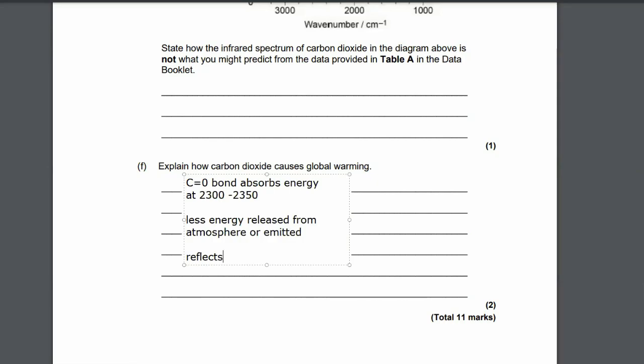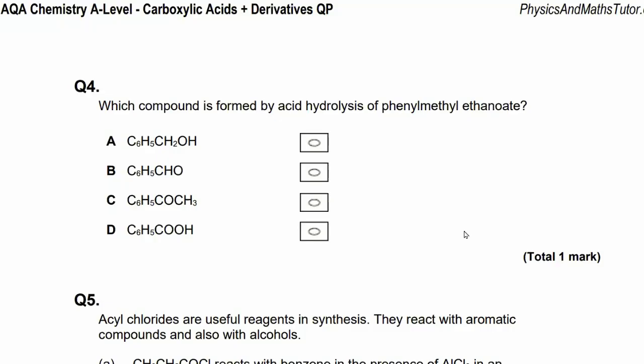I've written just energy, but that's stupid of me. That's the wavelength of the energy that it absorbs, the C=O bond in the carbon dioxide, which means that less energy is released to the atmosphere or emitted. You can say more energy is trapped, or heat energy is trapped in the atmosphere. Cool.